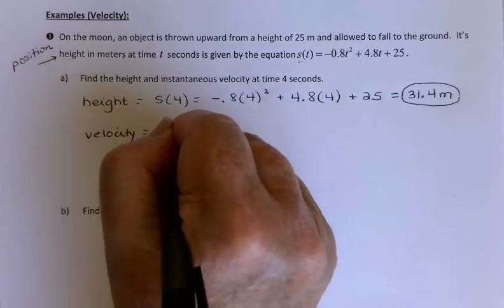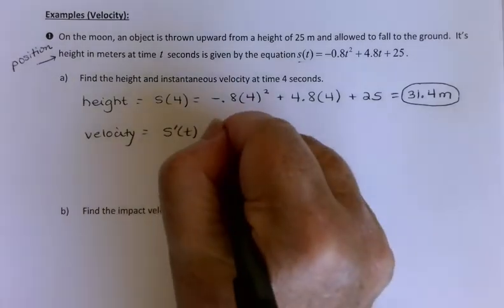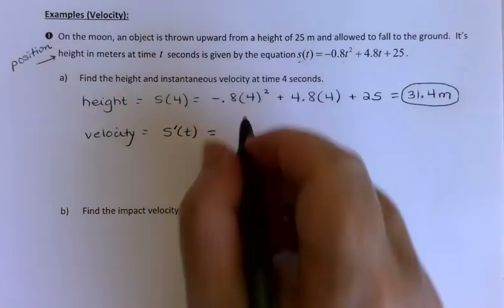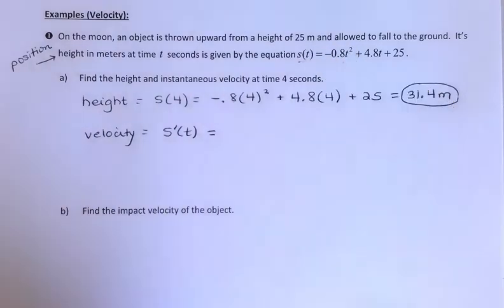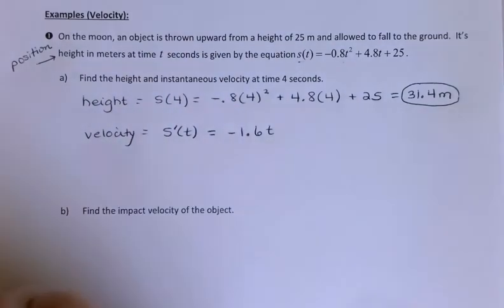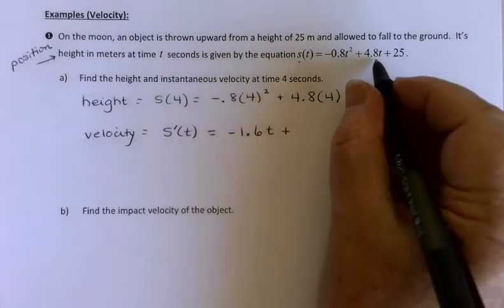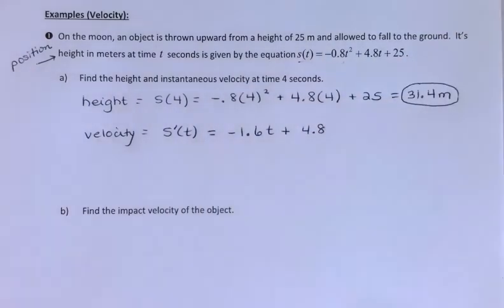We can also calculate the velocity. Again, the velocity will always be the derivative of that position, so s prime of t. Taking the derivative, 2 times negative 0.8 would give me negative 1.6 t plus 4.8, and then just plus 0 for the constant term.